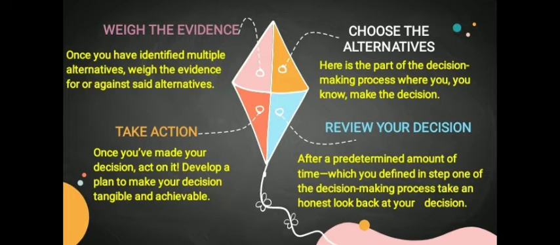Next is to choose the alternative. Here is the part of the decision-making process where you make the decision. Now that you are done weighing all your evidence, you are ready to select the alternative that seems to be the best one for you. This is where you choose. This is the step where you choose the alternative that you think could fit best in your decision-making process, for you to be able to meet the desirable outcome of your decision.